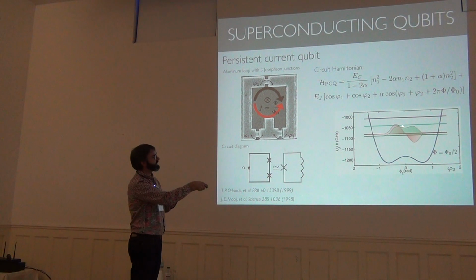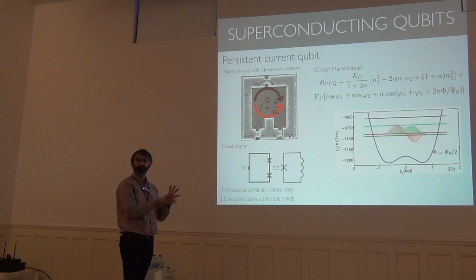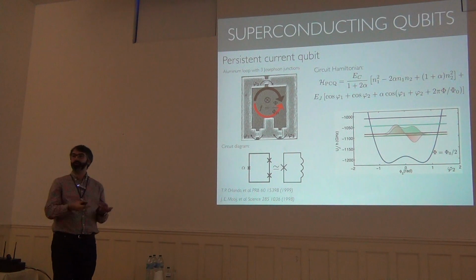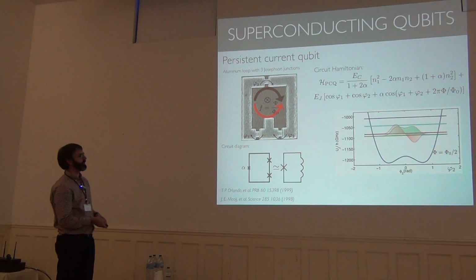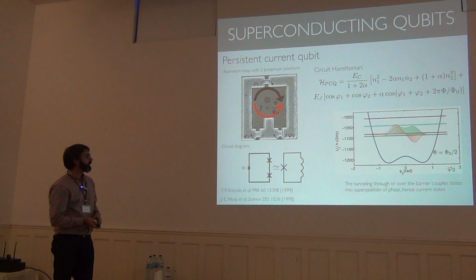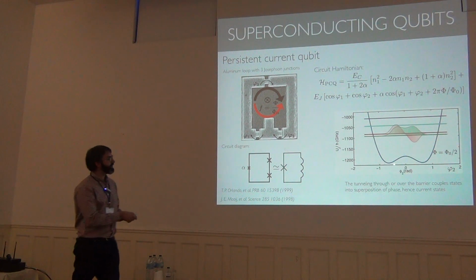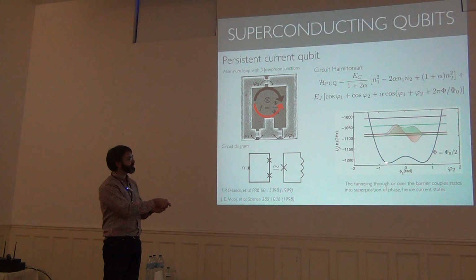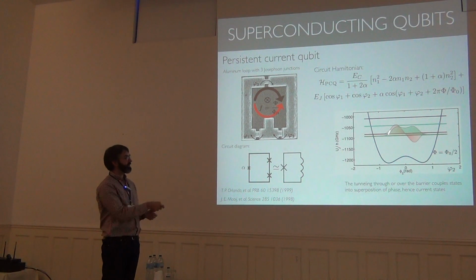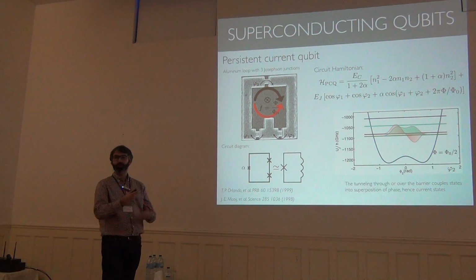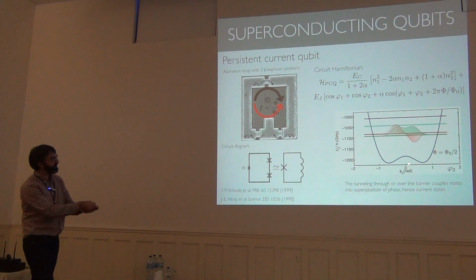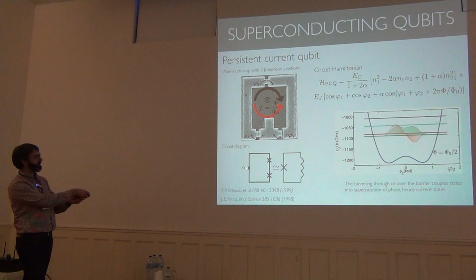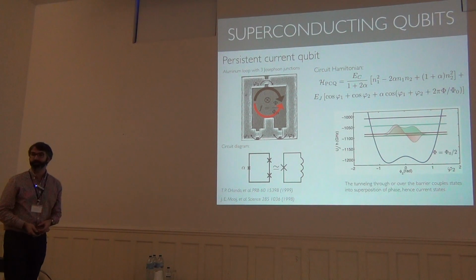But the wave functions are actually superpositions. So the eigenstates of this circuit are superpositions of persistent current states. That's why this is called the persistent current qubit. And then because we have a tunnel barrier here, but this is a quantum system, there is quantum tunneling through these wells. And that's how this superposition comes about. And the size of this barrier depends on the size of this small junction, which we usually call alpha.